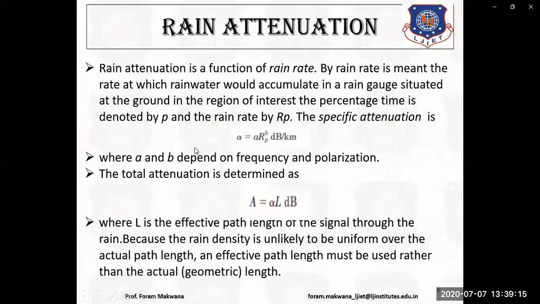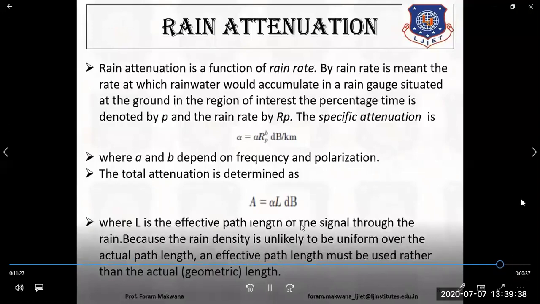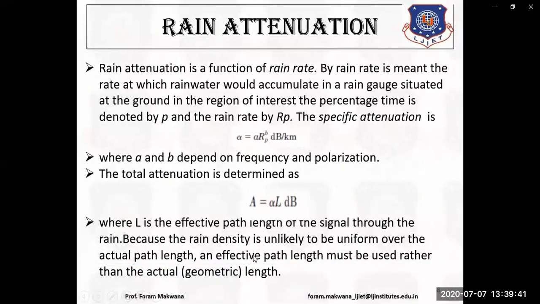If you want to find the total attenuation, then this alpha is multiplied with the length, or you can say the effective path length. So we get the total attenuation, capital A, is equal to alpha times L dB, right? L is the effective path length of the signal through the rain, because the rain density is not uniform over the actual path length. So the effective path length must be used rather than the actual length, right?